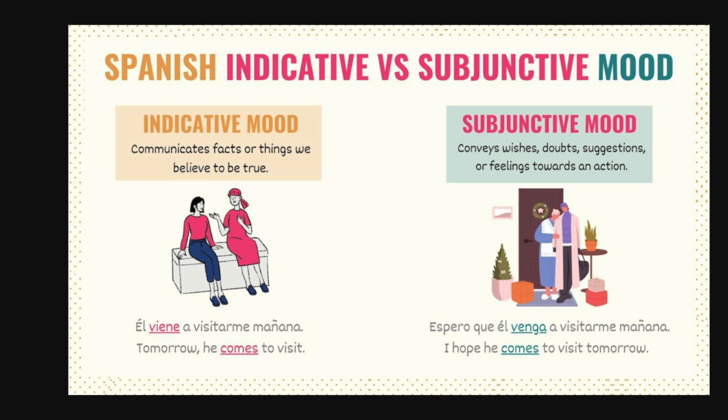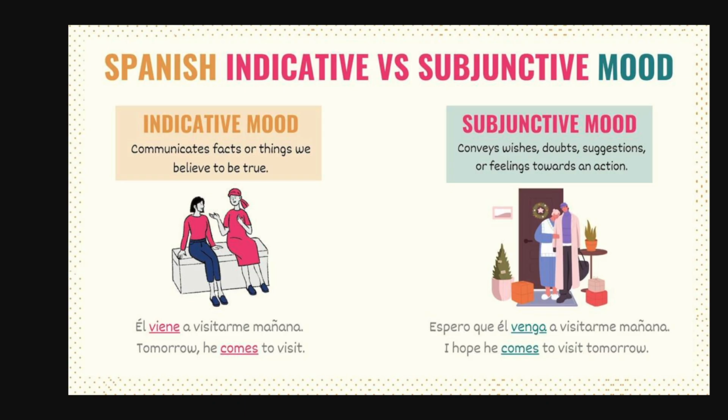But if you go to the subjunctive mood, you see that it's used to convey wishes, doubts, suggestions, or feelings towards an action. This is a little more abstract. It's more abstract than a fact. This is where Spanish gets really interesting because we have emotions, we have doubts, we have suggestions. These are all relatively complex things to communicate.